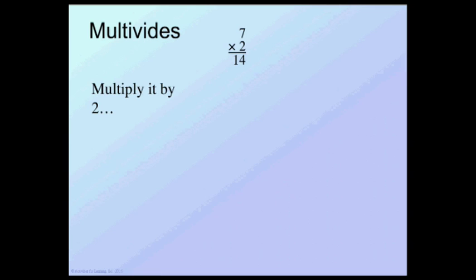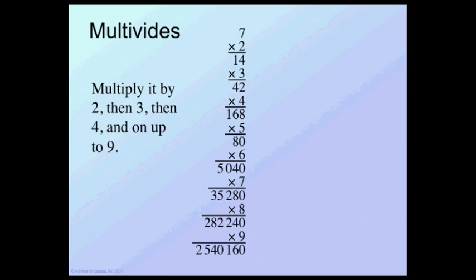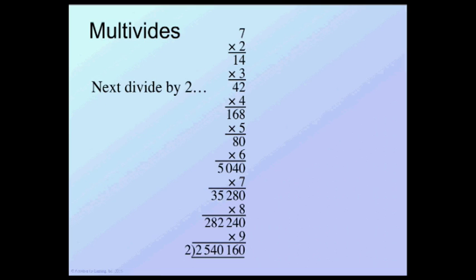Then we take that answer, 14, and multiply that by 3. And then by 4. And then by 5 and 6, all the way up until we've multiplied it by 9. Then we take that answer, the 2,540,000, and we divide it by 2. Now, because I've obviously run out of space here, I'm going to rewrite it up here. It's much more fun when you do it all on one sheet of paper. I'm just going to move it up. So I'm going to divide it by 2.